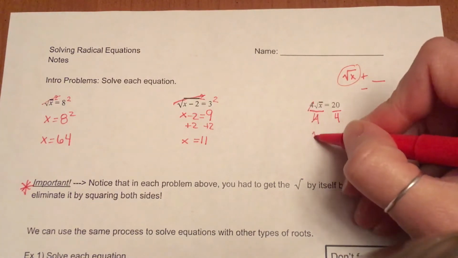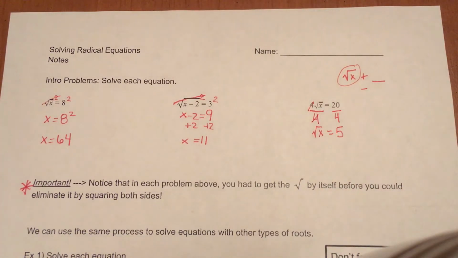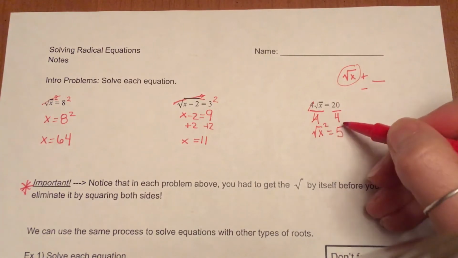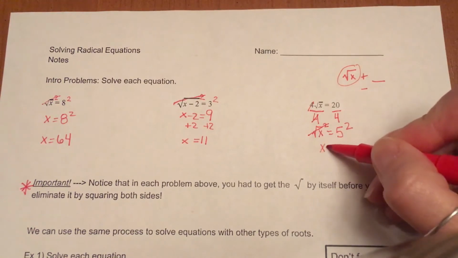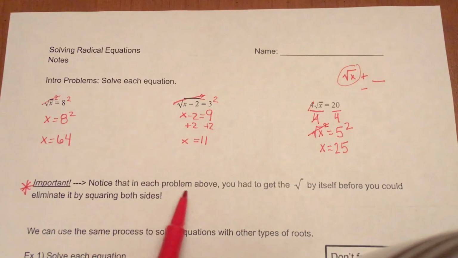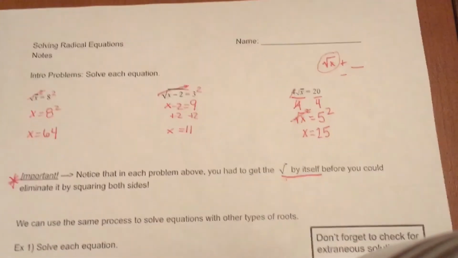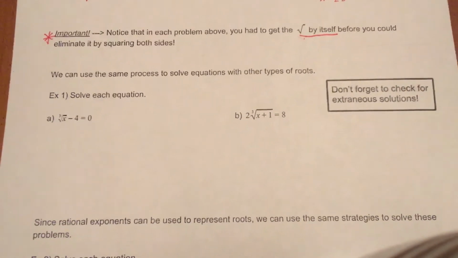So when I divide both sides by 4, I have my square root of x by itself. 20 divided by 4 gives me 5. And now I can square both sides to get x by itself. So square both sides. That will undo my root over here, and I get x equals 25. Again, notice that in each problem you had to get the root by itself before you can eliminate it by squaring both sides. We're going to continue to look at roots today, but we're going to include more than just square roots. So we can use this same process for other types of roots.